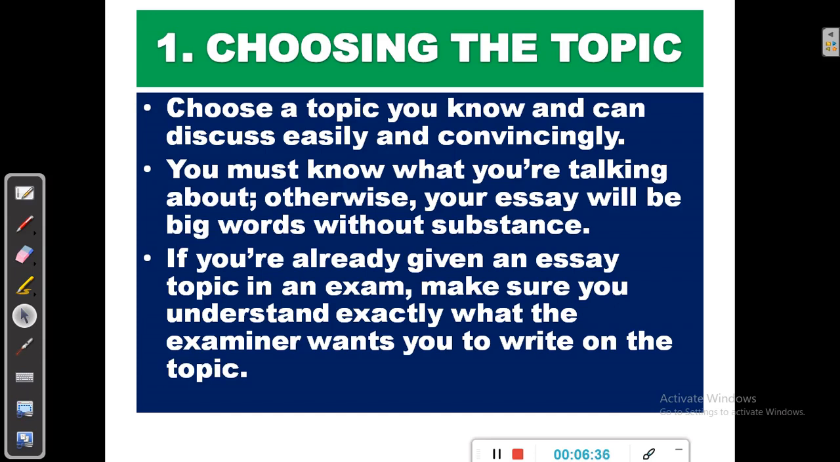It is important for you to read over all the topics carefully before making your choice. Many students pick a topic in haste, only to regret at the end of the exam for having not chosen another topic which would have been easier for them to write on than the one they had chosen. So that's why we emphasize that choosing the topic is very important, because you need to choose a topic that you know and can discuss easily and convincingly.